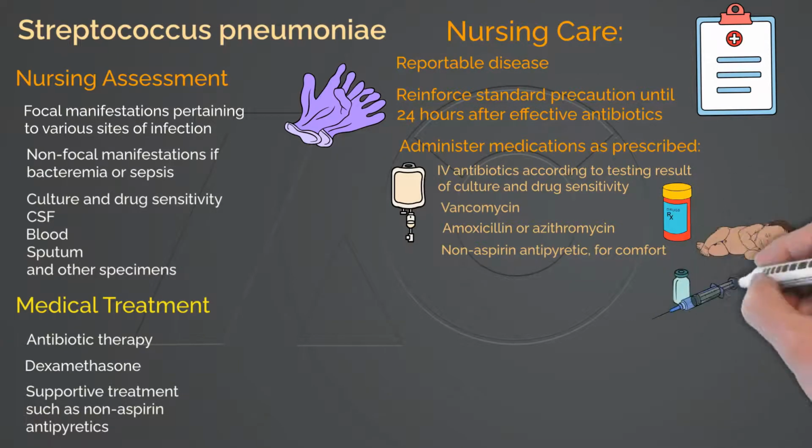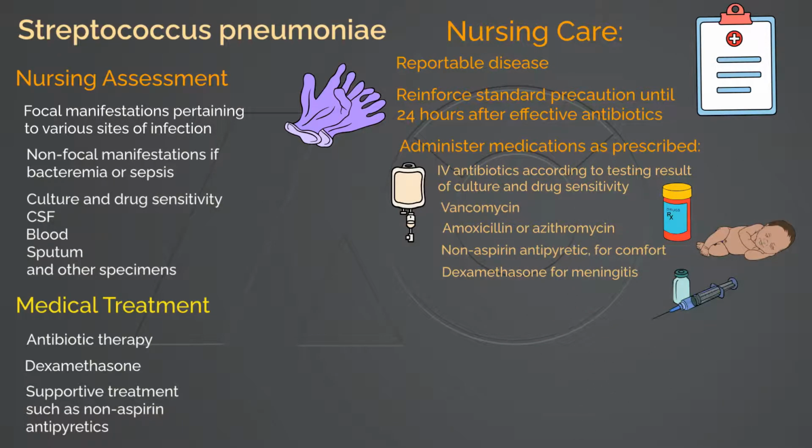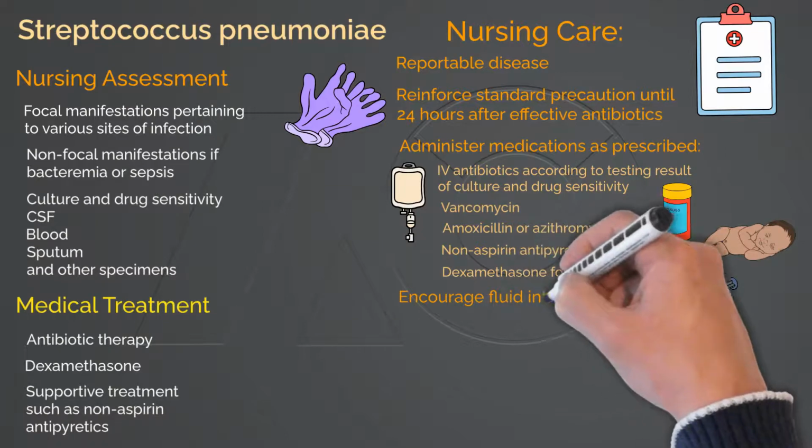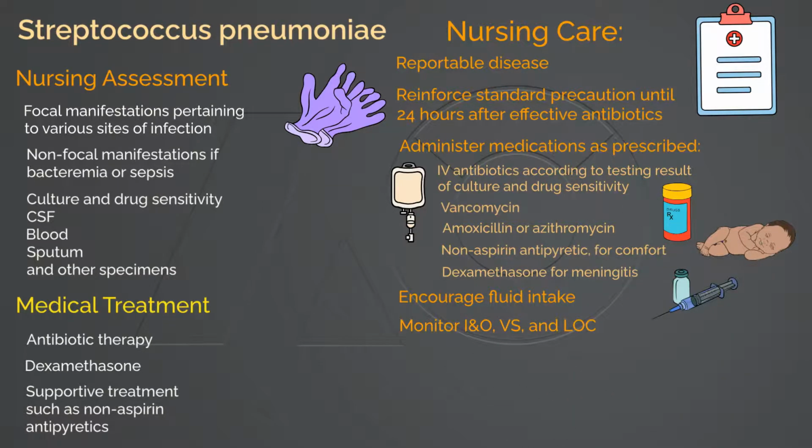Dexamethasone is a corticosteroid. It is used to decrease cerebral edema. Encourage fluid intake, and monitor intake and output, vital signs, and level of consciousness. Changes in level of consciousness may signify development of invasive pneumococcal infection, meaning that the focal upper respiratory infection has disseminated to remote sites and causes meningitis or bacteremia.